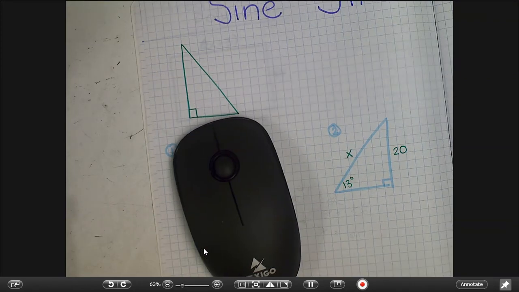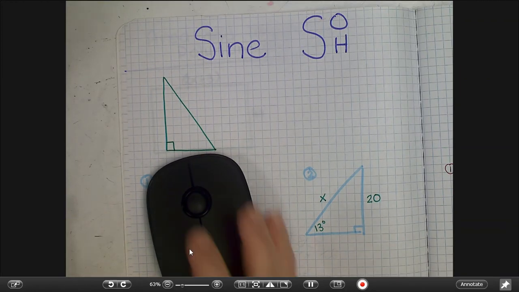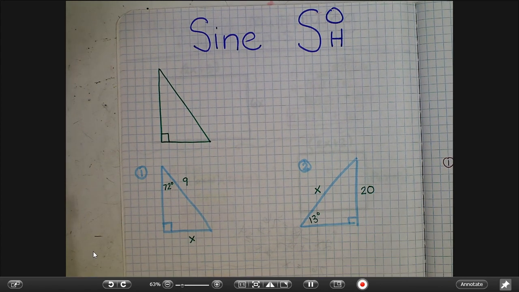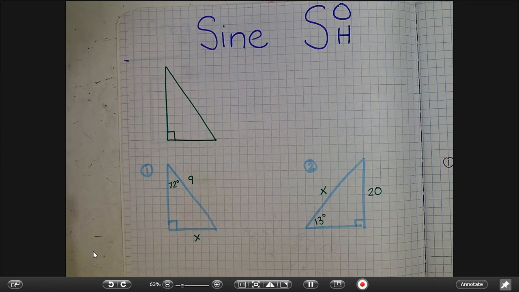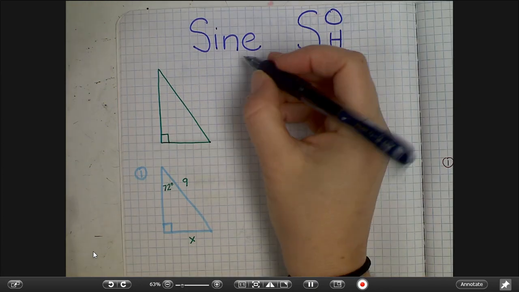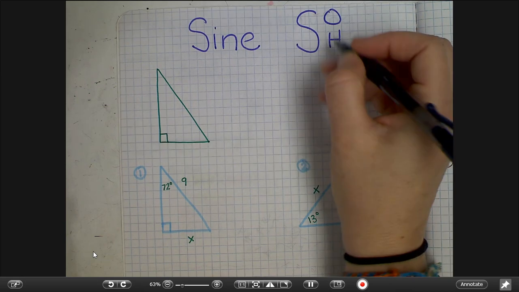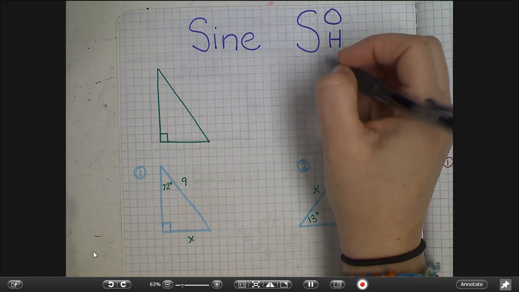So we're just going to talk about sine in this video, just the sine relationship. We've already done tangent, so this one should be fairly simple. Sine is just another example of a relationship between the sides of a right triangle and the angles.